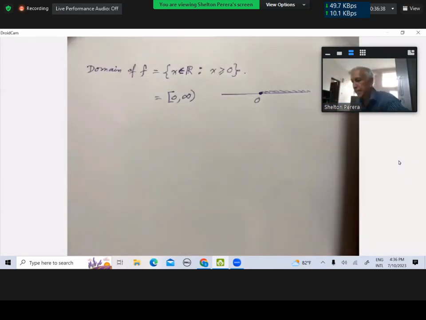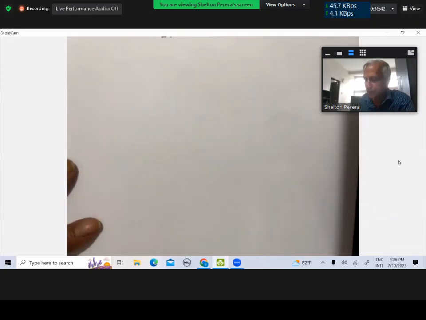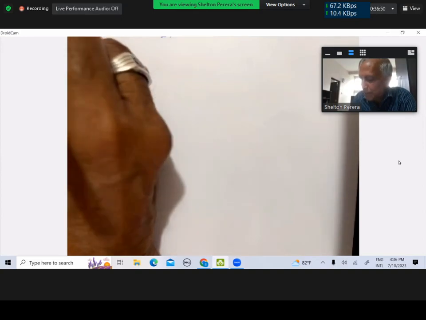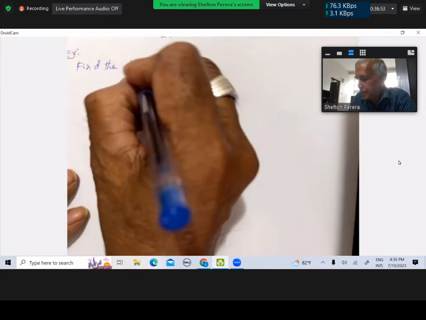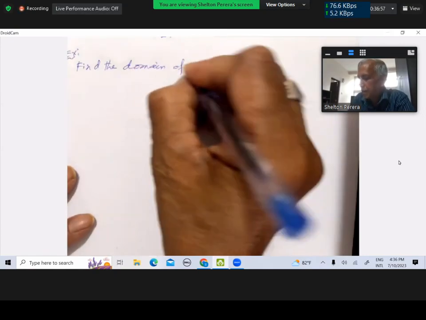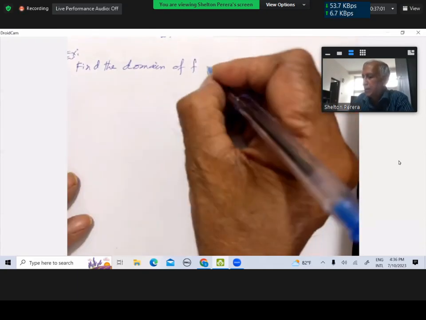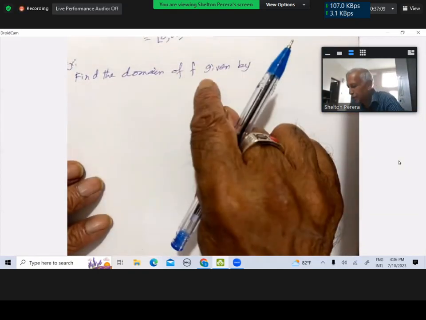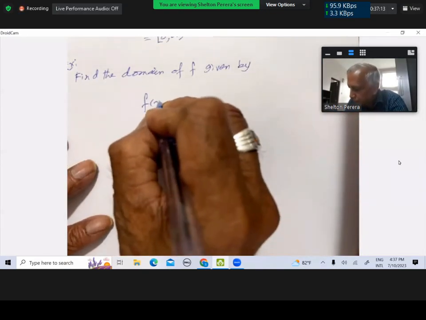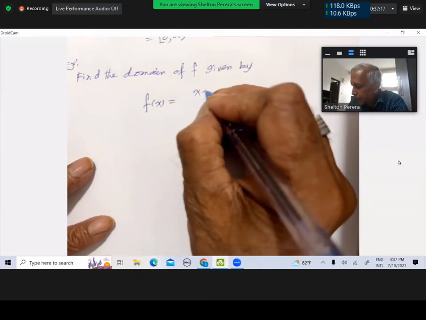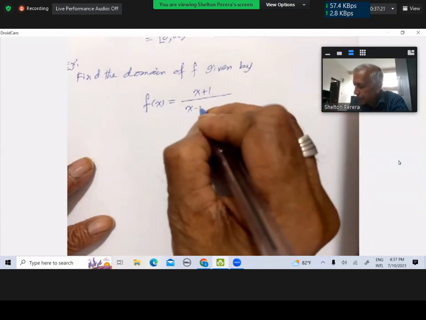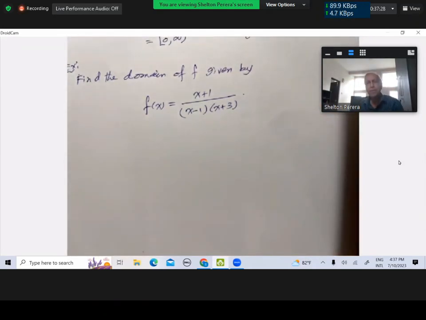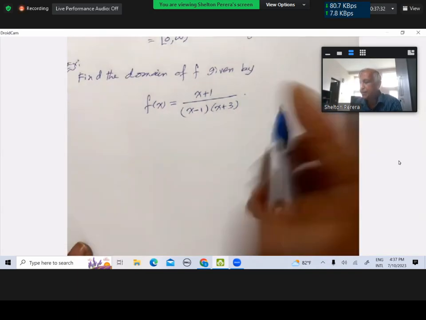Now, these are two typical examples. f of x equals 1 over x, domain is x not equal to 0. f of x is square root of x, domain is x greater than or equal to 0. Okay? Now, next example. State the domains of the following functions. Find the domain of f given by f of x equals (x plus 1) over (x minus 1)(x plus 3), just to get used to different ways of writing.